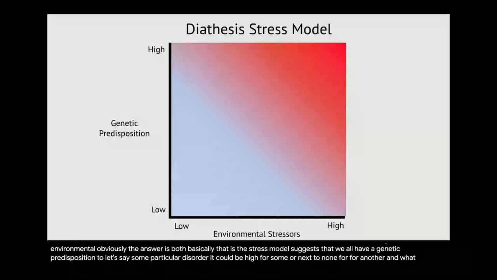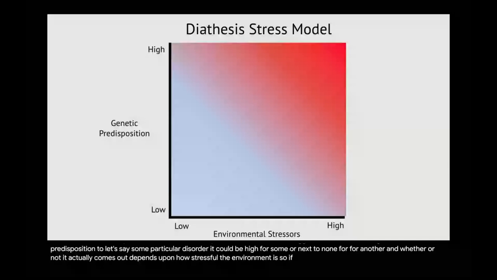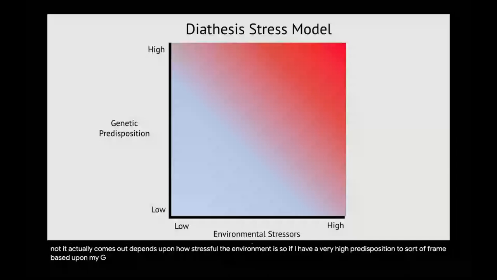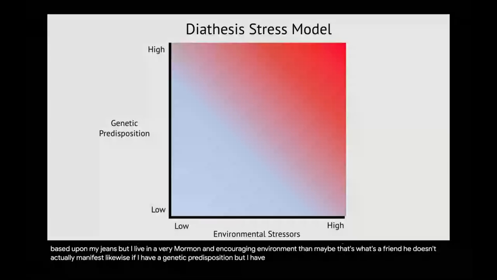So if I have a very high predisposition to schizophrenia based upon my genes, but I live in a very warm and encouraging environment, then maybe that schizophrenia doesn't actually manifest. Likewise, let's say I have a moderate level of genetic predisposition, but I have a very stressful life and I have relationship problems and everything else, then maybe it comes out. Okay, that's the idea behind the Diathesis-Stress Model.